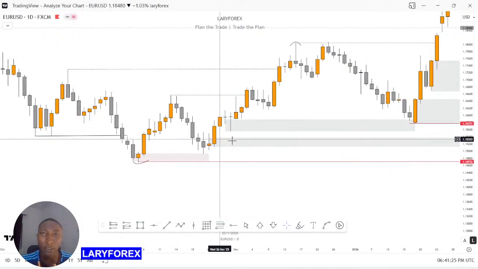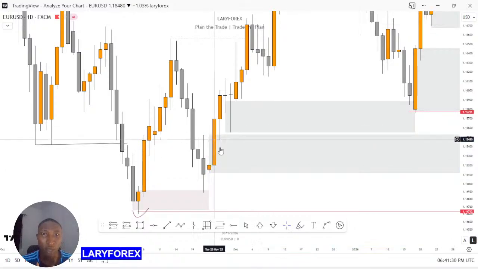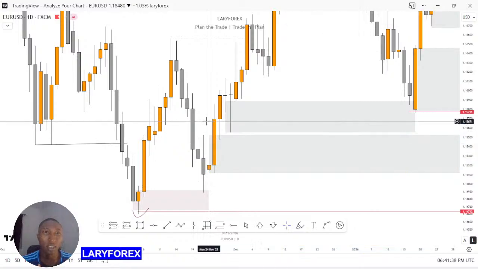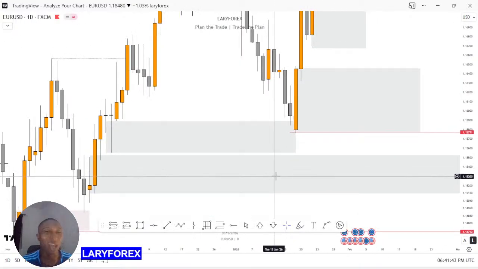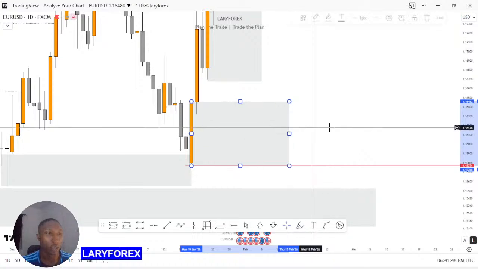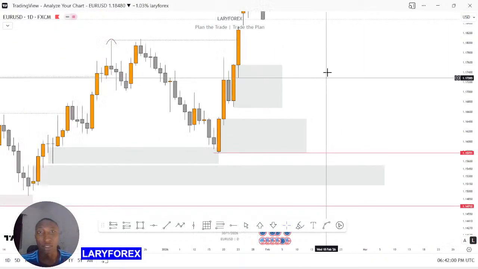Now let's go back to this particular demand here, that our unmitigated demand. If you zoom out, you see that this demand here has been mitigated as well. This demand there has been mitigated as well. So now, which level are we interested in? Me, I'm probably interested in this particular demand right here. We still filter it more when we go down to our 4 hour time frame. Now we are getting the bigger picture of the demand levels.